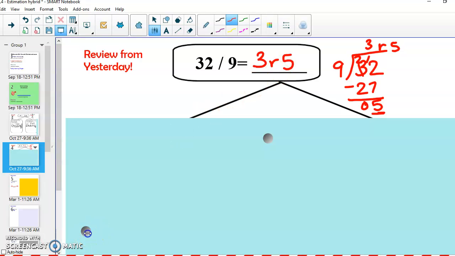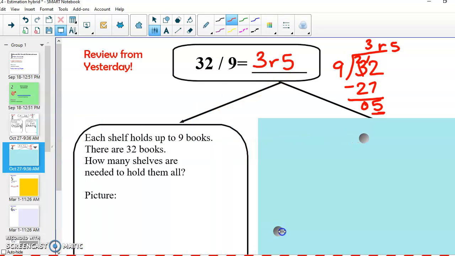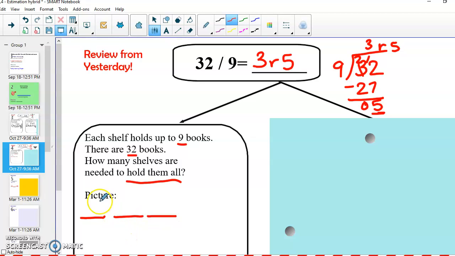All right, let's take a look at the word problems, or the problem solving we need to do. So in this one, we have each shelf holds up to 9 books. There are 32 books. How many shelves are needed to hold them all? So all books need a home. So if I draw my shelves, I saw up here that I had 3 shelves, 1, 2, 3. And there were 9 books on each. I'm not going to draw the book, so I'll just write a 9 for the 9 books. And I had 5 left over.